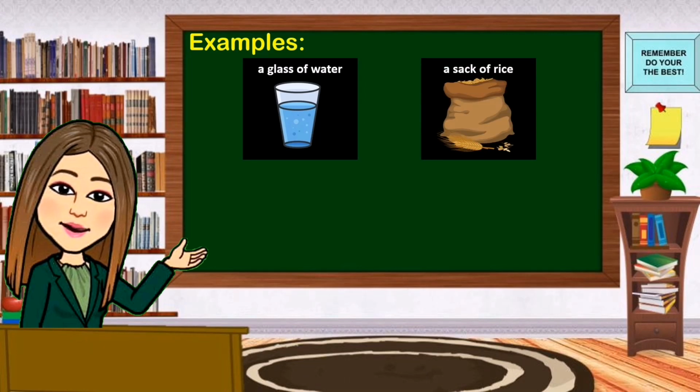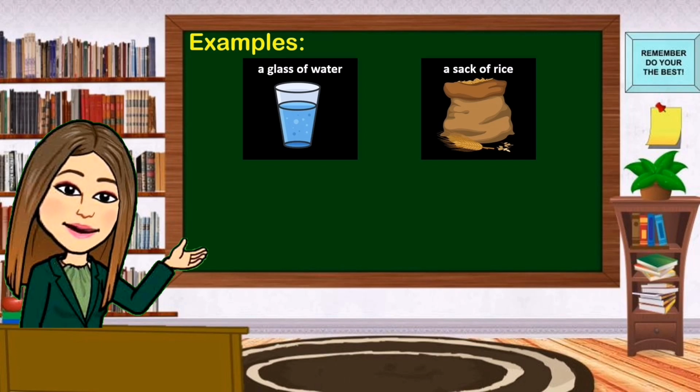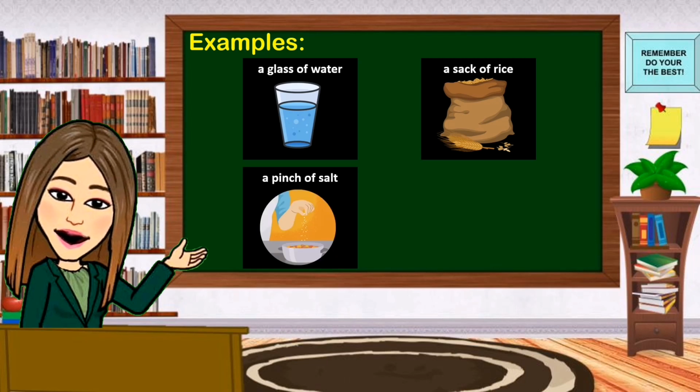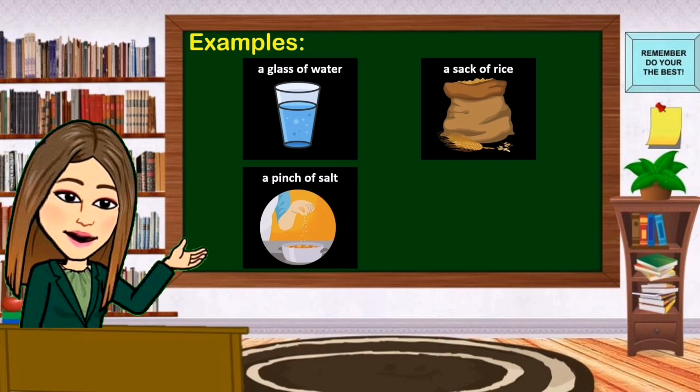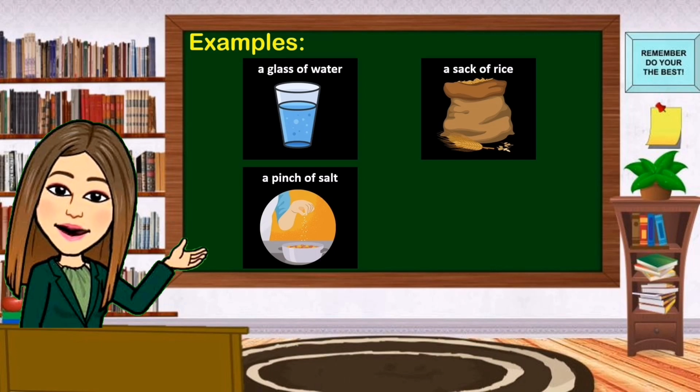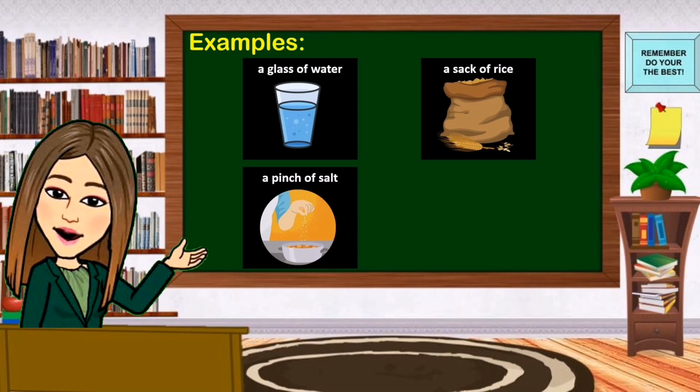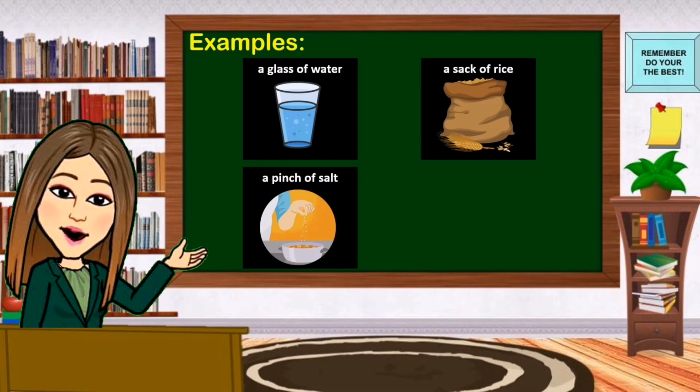Number 2, a sack of rice. So, ang rice o bigas ay hindi natin kayang bilangin isa-isa. So, ito ay nilalagay sa sako o supot upang matimbang at mabilang per kilo or per sako. Third example is a pinch of salt. So, tulad ng bigas, hindi natin kayang bilangin isa-isa ang asin. Kaya ito ay binibenta per kilo o nakalagay sa small bottle or container.